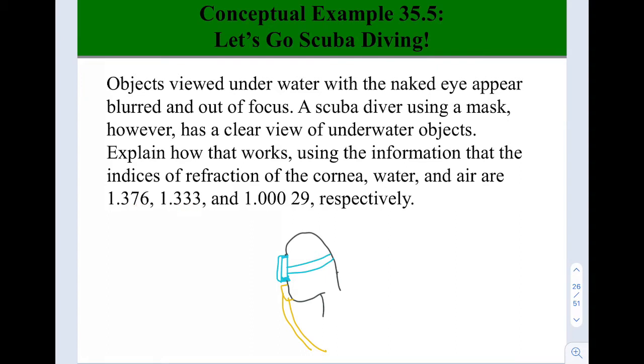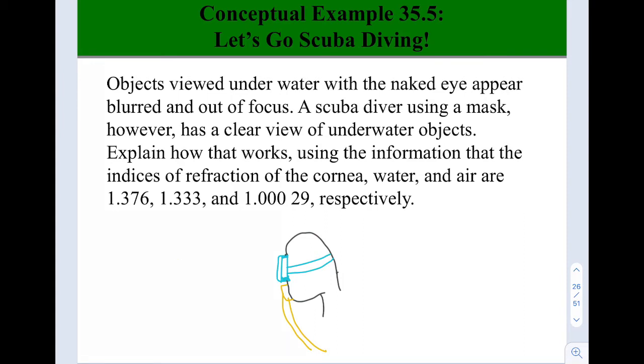So if you refer to these values, 1.376 and 1.33, the indices of refraction for the cornea and water are more or less almost the same, right? But very far different compared to air, because air is 1.0029. So why is this happening here? Blurred and out of focus, because the cornea and water have almost identical indices of refraction. Very little refraction occurs when a person underwater views objects with the naked eye.